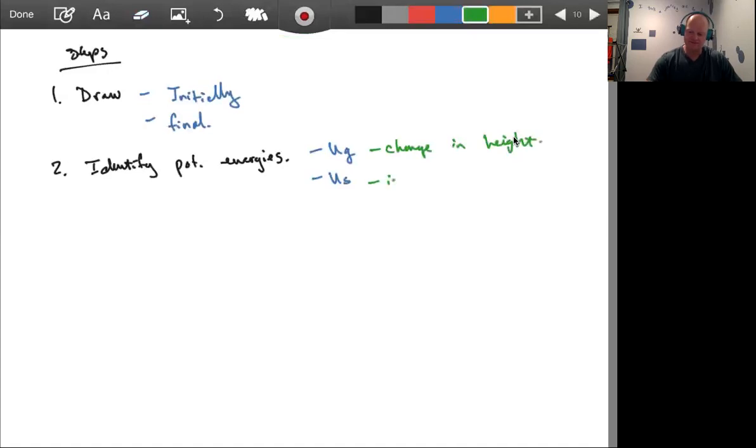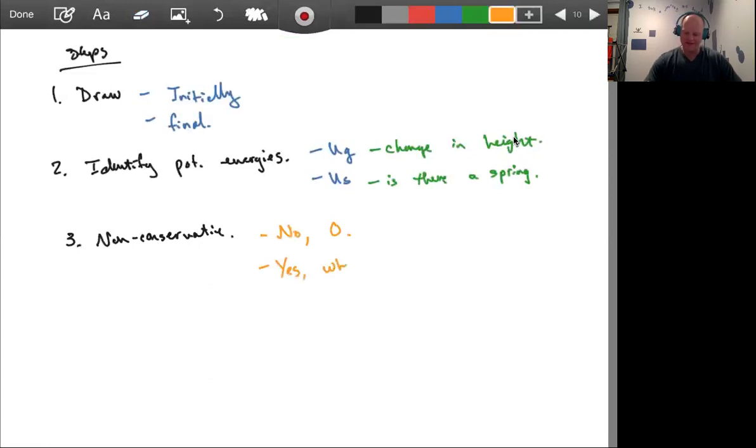And then is there a spring? Good. Step number three: non-conservative forces. Do I have any non-conservative forces inside of this problem? If I have no non-conservative forces, then the right-hand side is simply going to be zero. That's it. If the answer is yes, I have non-conservative forces, what is it, and what's its work? So I need this for my conservation of energy.